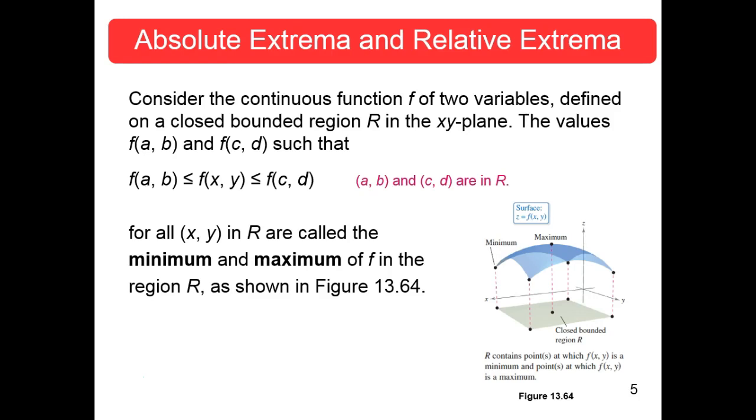The values f of AB and f of CD are such that f of AB is always less than or equal to f of xy, and f of xy is always less than or equal to f of CD. That would mean f of AB must be a minimum value and f of CD must be a maximum value. If all your f of xy's are less than or equal to that one, and your f of AB's are always less than your f of xy, those must be the minimum and maximum values over this region. Okay?